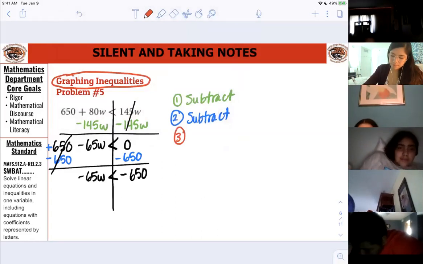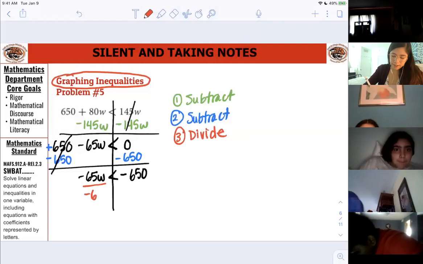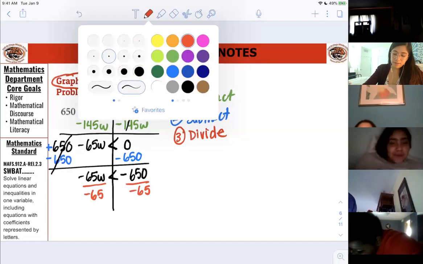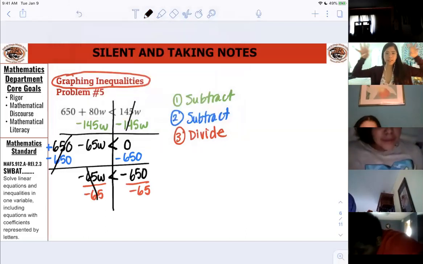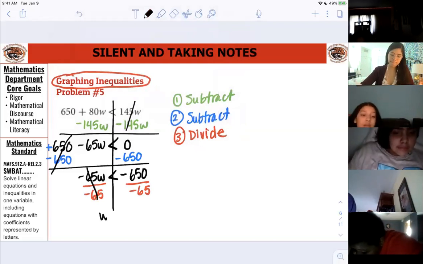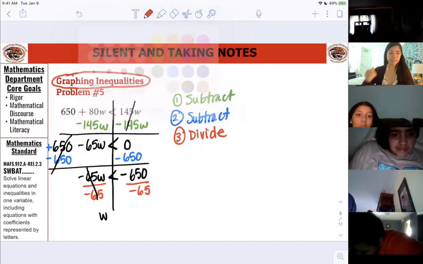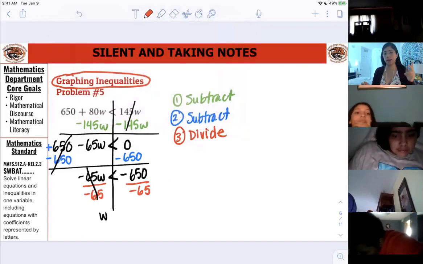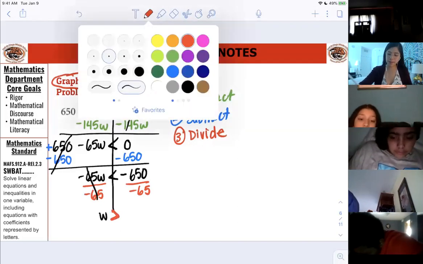Divide. Good. And what am I dividing by? Negative 65. Since both are negative, they'll stay the same though. So now alarm bells go off because I'm going to divide by a negative. What happens to my symbol? Don't say positive. It goes from being less than to being greater than. So this is now greater than, and now I do my math.